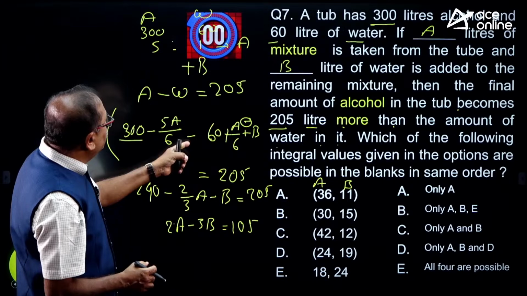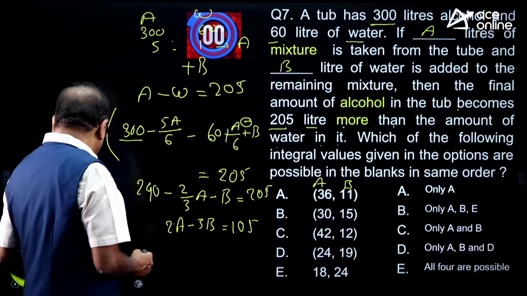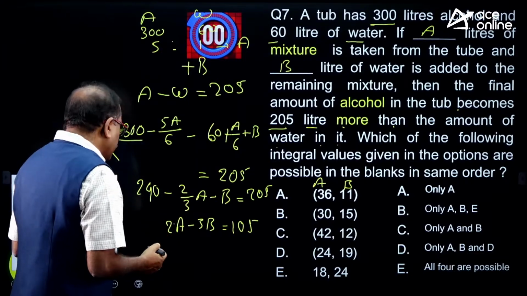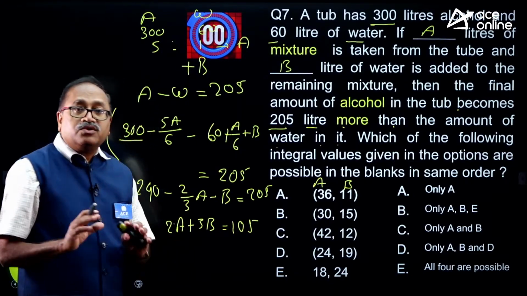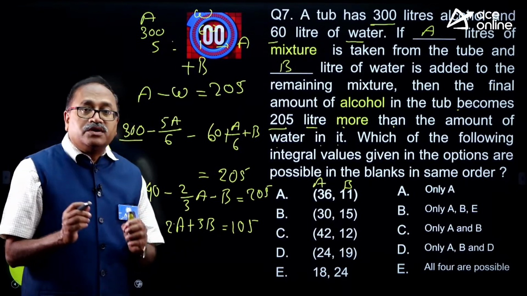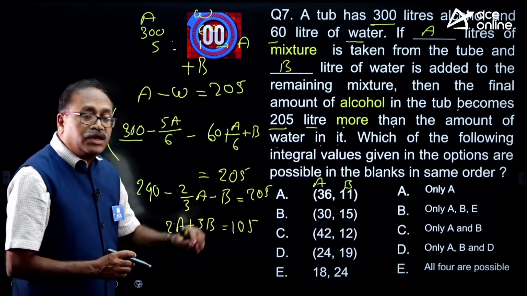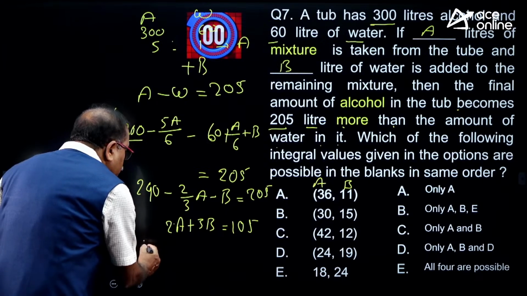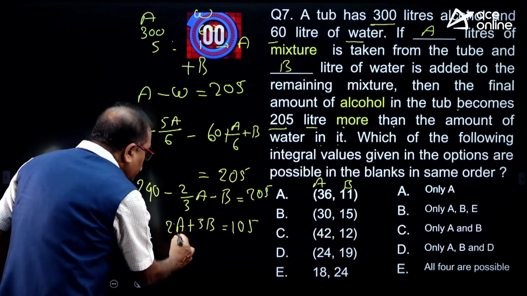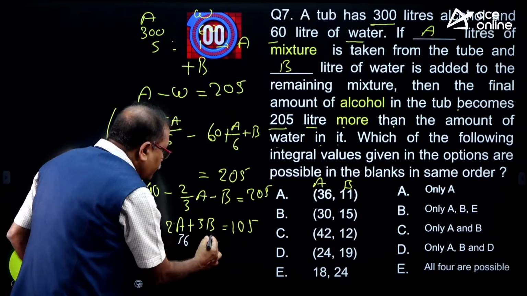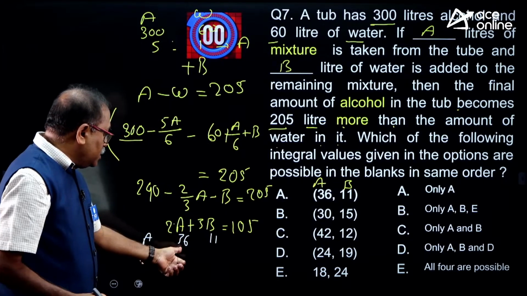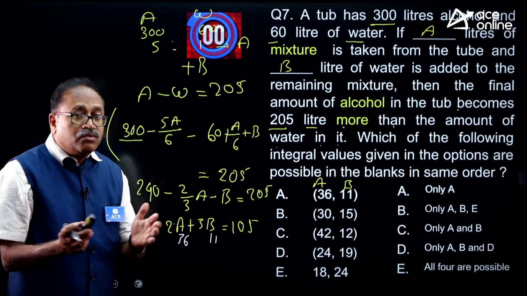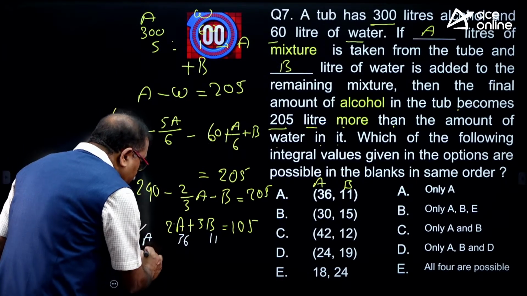Why did I make the minus here? It was already plus. So there is plus 2A plus 3B is equal to 105. From the options I will start verifying. Let's check option A. The A is 36 and the B is 11. So that comes 36 into 2, 72, and 33. I am getting 105. So it's right.